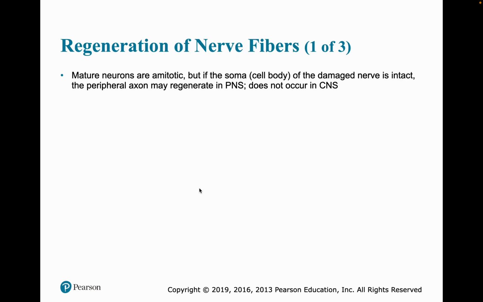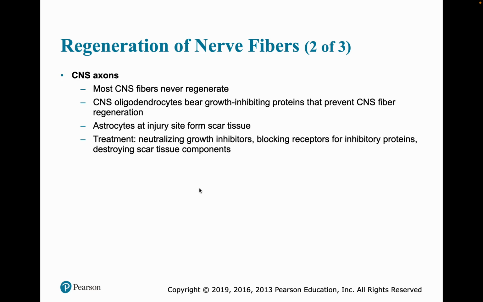Most neurons are amitotic. They do not divide. But for some neurons, if the cell body, the soma, is intact, the peripheral axon can regenerate in the peripheral nervous system. This has not been shown in the central nervous system, and it is a very slow process in the peripheral nervous system. Most of the central nervous system's fibers never regenerate. The central nervous system oligodendrocytes bear growth-inhibiting proteins that prevent central nervous system fibers from regenerating.